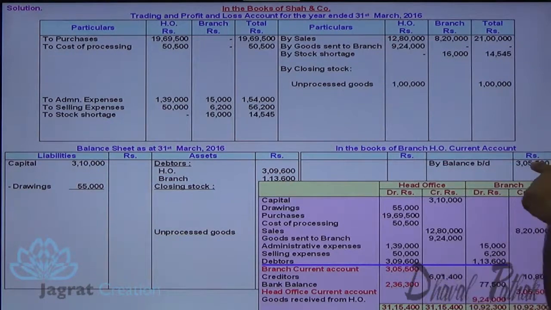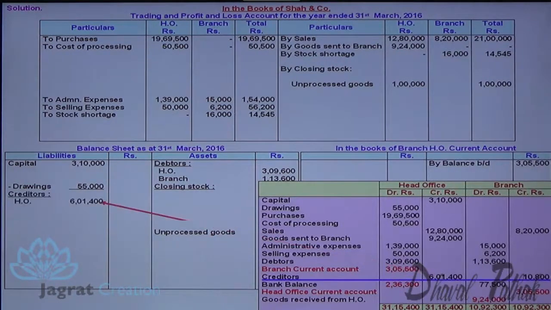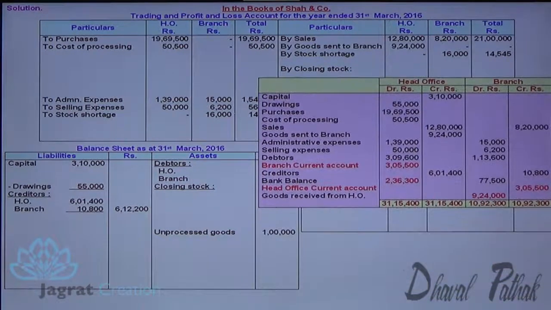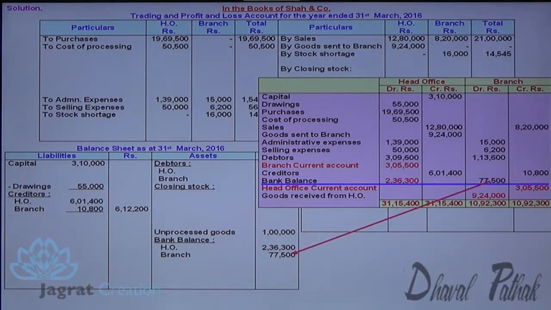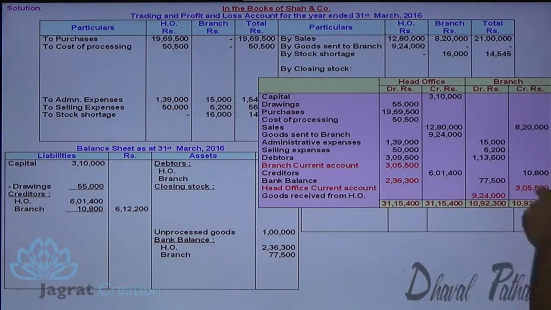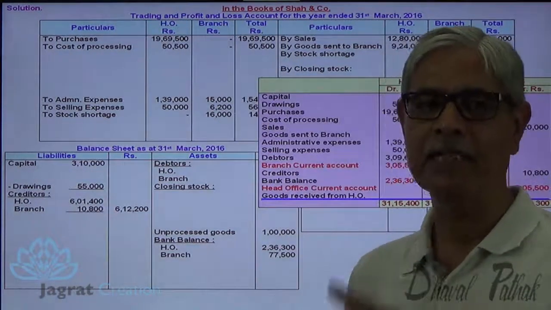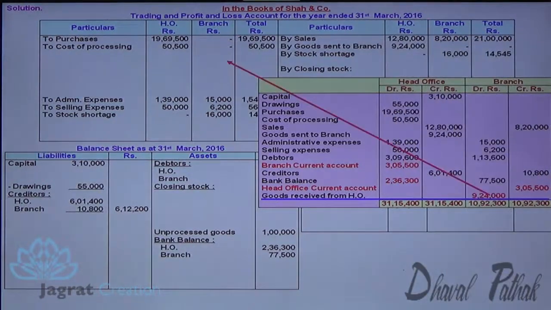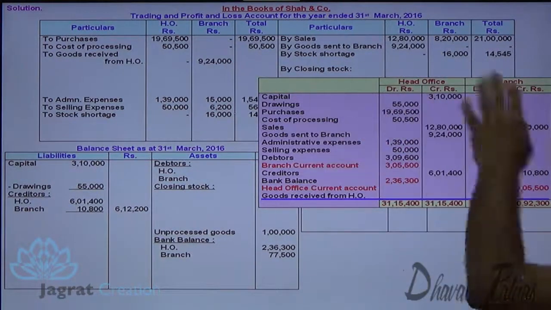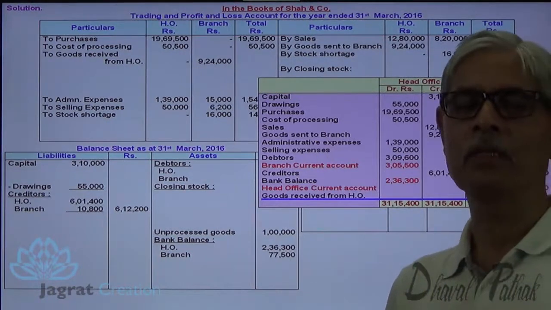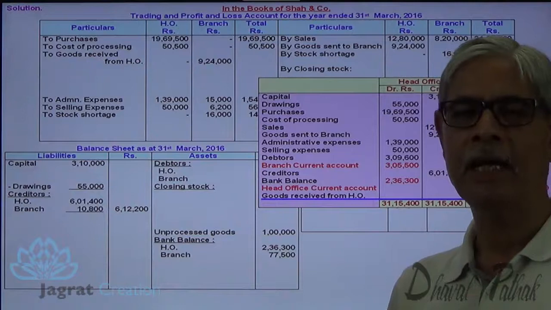Branch current account is already recorded here, no need to take care of. Creditors of HO and branch will appear on the liability side of the balance sheet. Bank balance, HO and branch, is recorded on the balance sheet asset side. This HO current account I have already recorded in the respective account. Goods received from HO will be recorded in the trading account of branch on the debit side. Just take purchases, 9,24,000. So this is how the information given in the trial balance and all adjustments are considered.